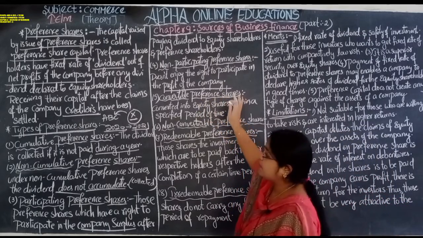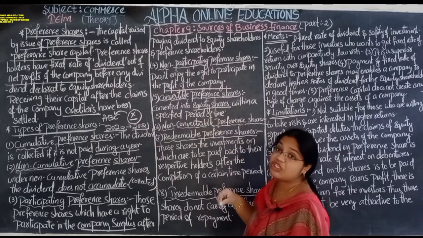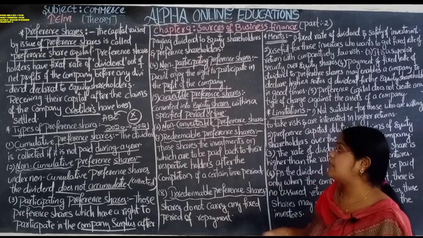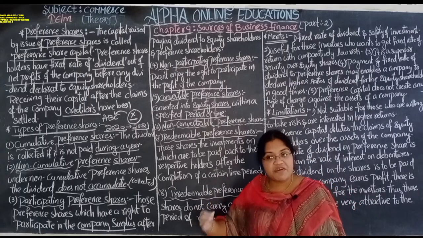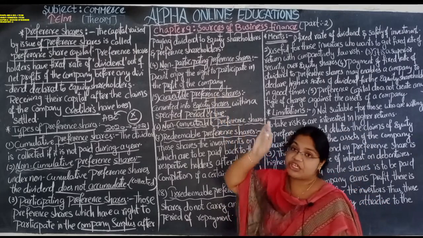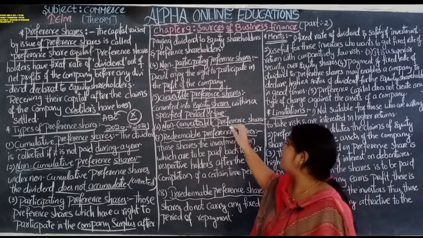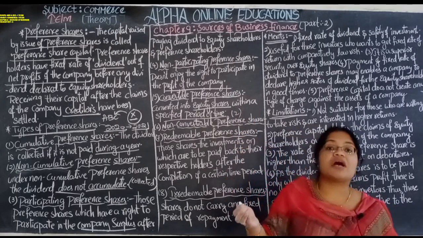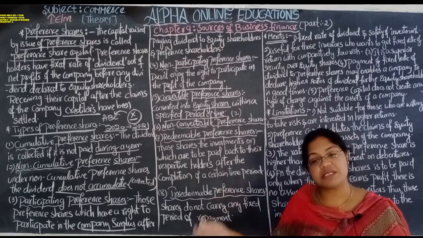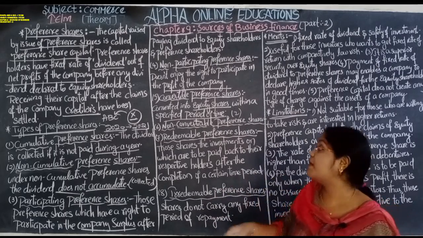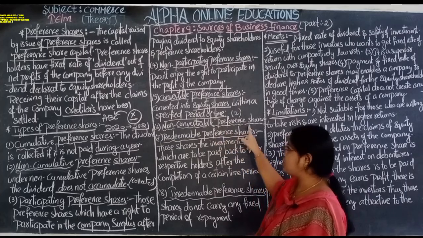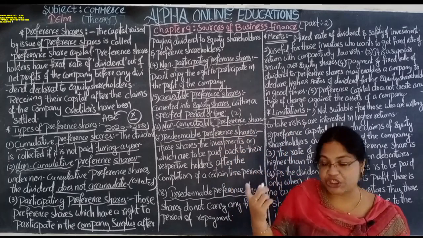Convertible preference shares are shares that can be converted into equity shares within a specified time period, 1 year, 2 years, 5 years, whatever the duration may be. After that, the preference shares will be converted into equity shares. For example, if the duration is 2 years, then after 2 years the holders become equity shareholders, that is, they become owners of the company along with the other equity shareholders. Those types of shares are known as convertible preference shares. Non-convertible preference shares are not converted into equity shares.